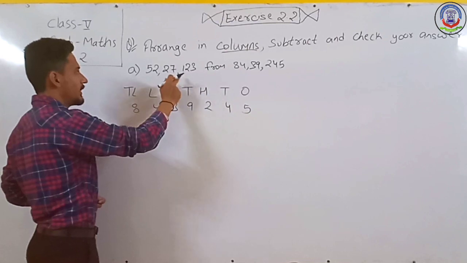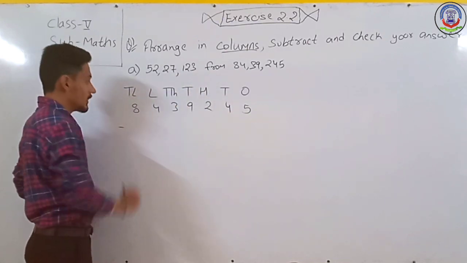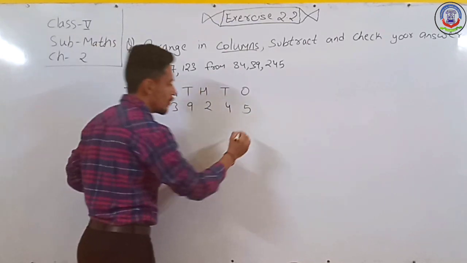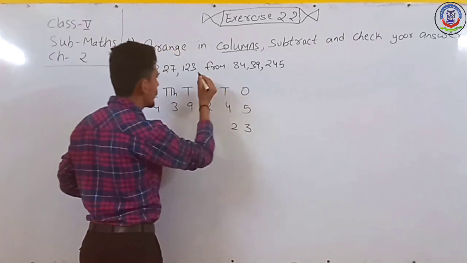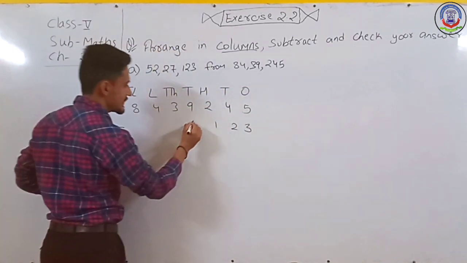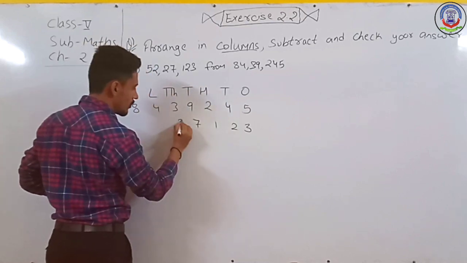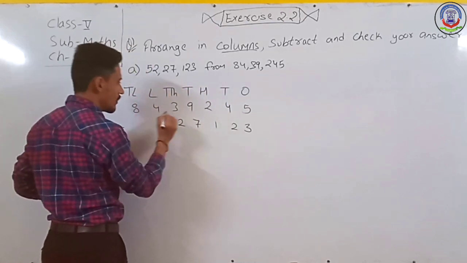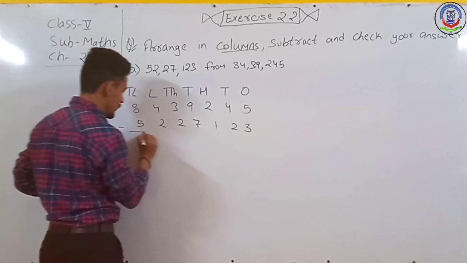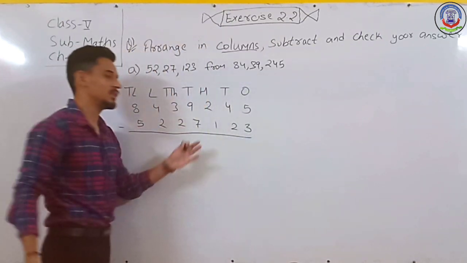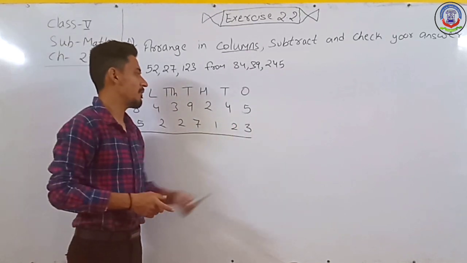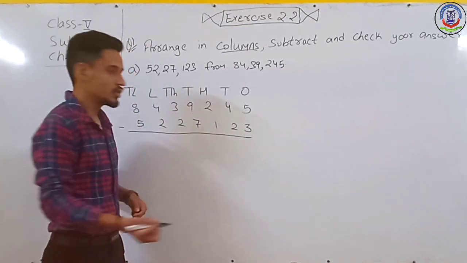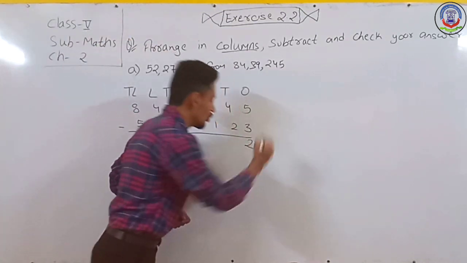Now we have to subtract this. So we write from rightmost 3, 2, 1, 7, 2, 2, 5. So we have to now subtract these numbers. Let's start from rightmost. We have 5 subtract 3. So we will get 2.